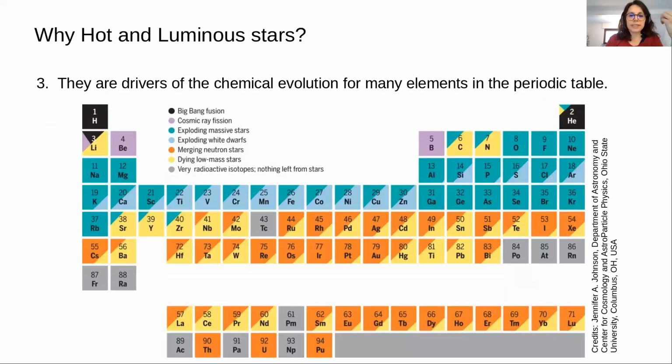They are important because they drive the chemical evolution of elements in the periodic table. This is a periodic table for astronomers created by Jennifer Johnson at Ohio, where you can see that all the elements color-coded in green are produced by the explosions of massive stars, for example oxygen or aluminium and so on.